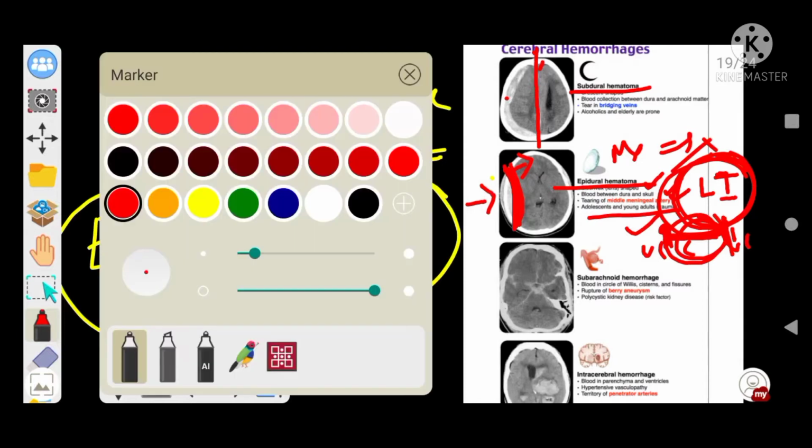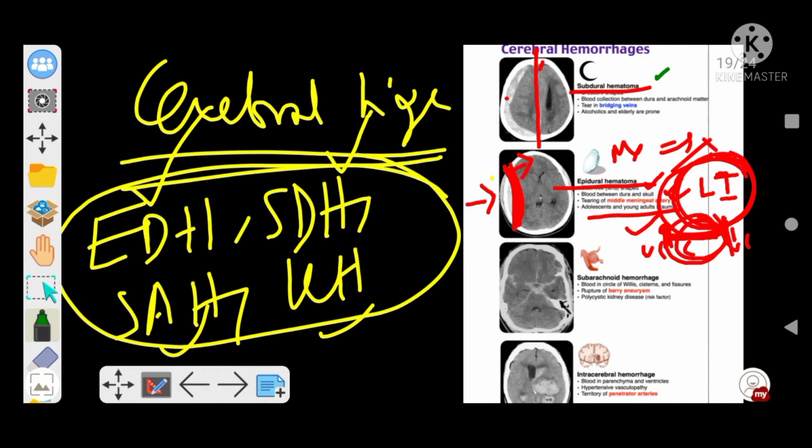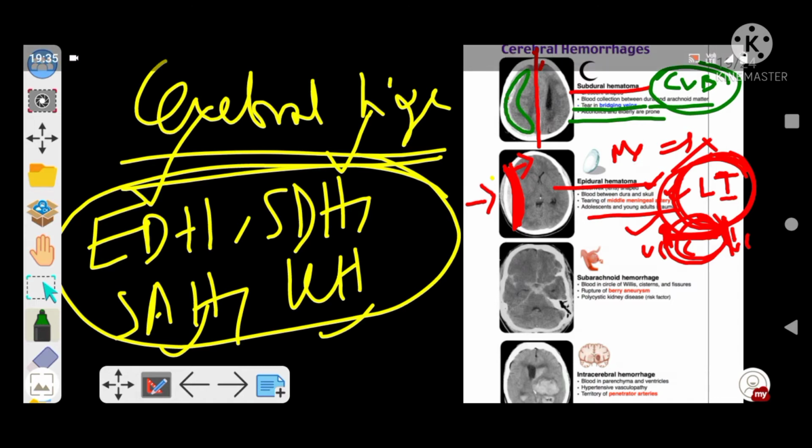Now, talking about SDH. This is your subdural hematoma, where there is a collection of blood between dura and arachnoid matter. Alcoholics and the elderly are prone, and there is a tear in the bridging veins. Very important: more precisely, it is the cortical bridging veins. It is a venous bleed. Epidural hematoma is an arterial bleed, right? And subdural hematoma is a venous bleed. Important, right? So NCCT shows a concavo-convex pattern between dura and arachnoid, bridging veins involved.